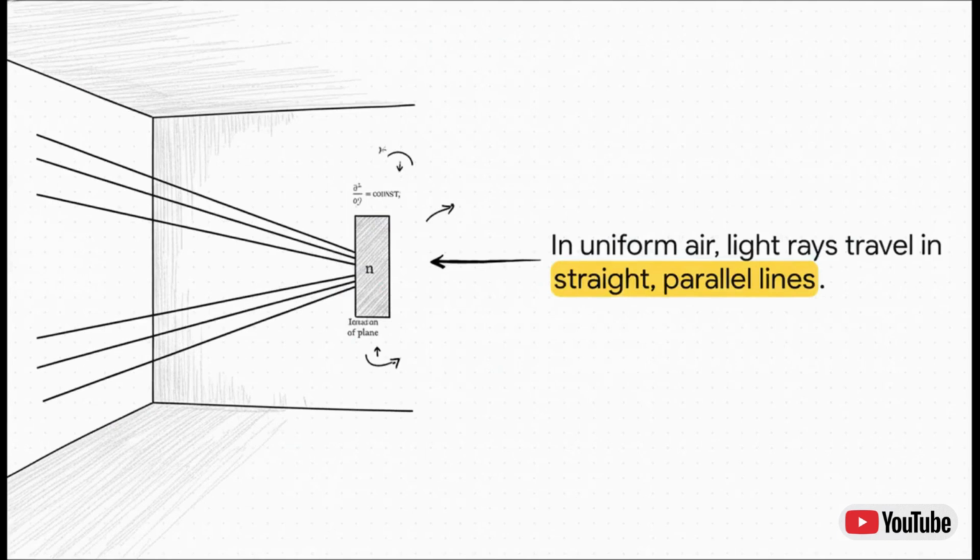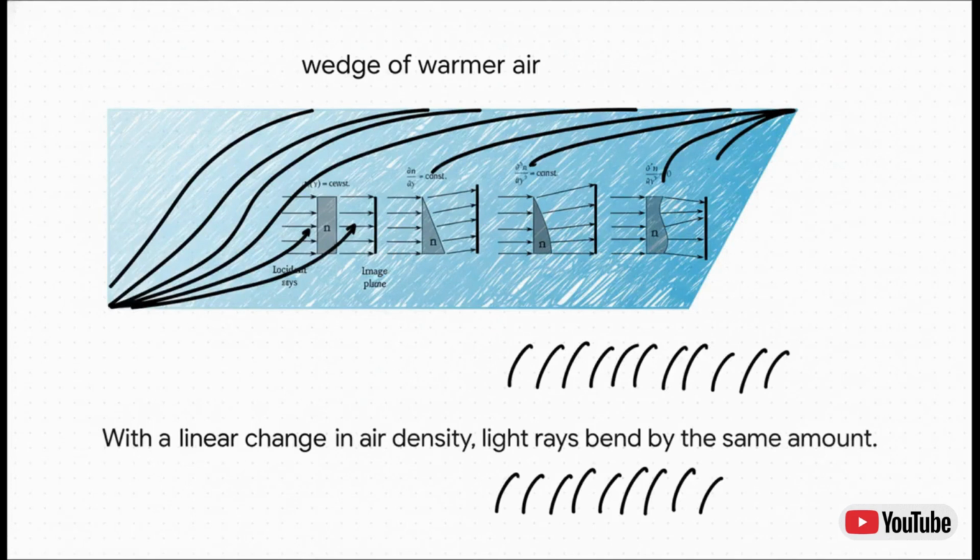So picture this. Imagine a bunch of perfectly parallel rays of light, streaming through a room where the air is totally still, totally uniform. Just as you'd guess, they're all going to travel in perfectly straight lines, right next to each other. No drama. Okay, but now let's throw in a gentle, smooth change in the air's density. Think of it like a wedge of slightly warmer air. Because that change is really consistent, all the light rays bend together by the exact same amount. So they stay parallel, they're just on a slightly different path now.